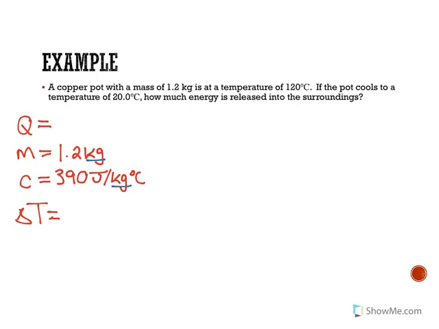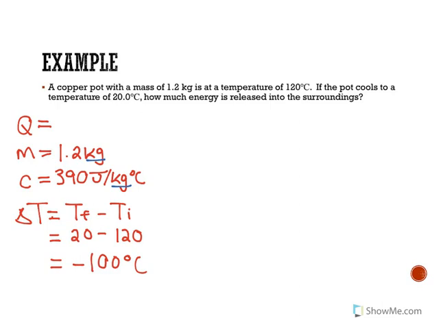And it says the pot starts at a temperature of 120 degrees Celsius and it cools to a temperature of 20. So T final minus T initial. Our initial temperature is 120 degrees, and it cools to 20 degrees. So our change in temperature is negative 100 degrees Celsius here. And it's asking how much energy is released into the surroundings. So that's looking for Q.